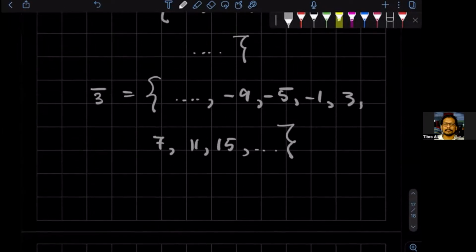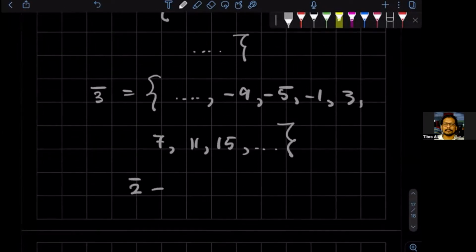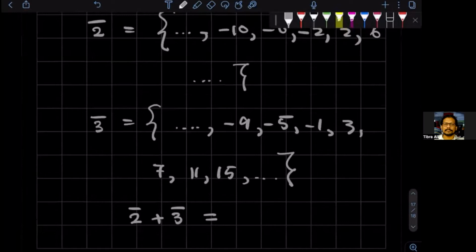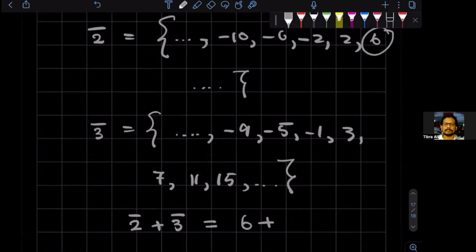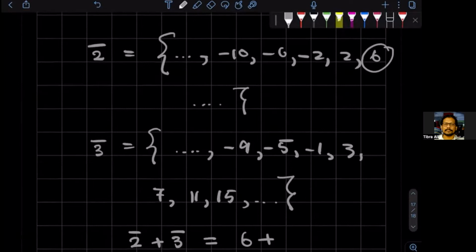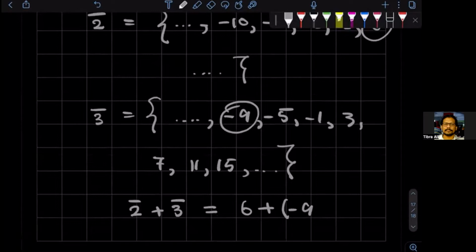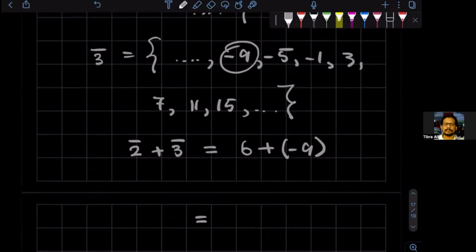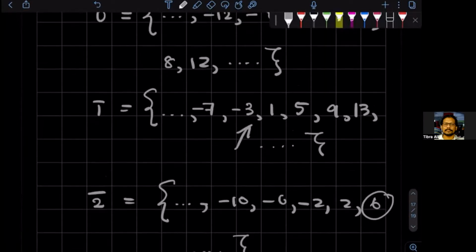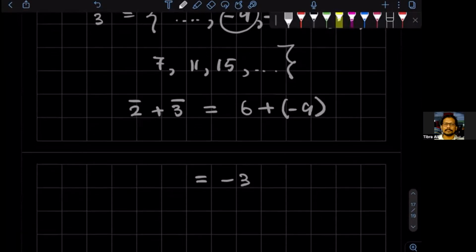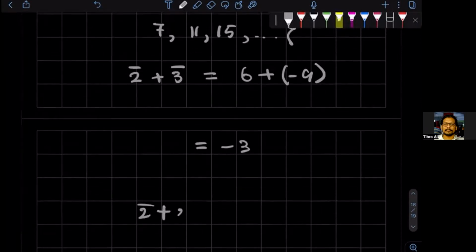So what is the group operation? If I take, say, 2 bar plus 3 bar, what I have to do is pick some representatives. So let's take from 2 bar, say, 6. And then from 3 bar, we take -9. So we get -3. So do we have -3 in one of the classes? That means that 2 plus 3 is 1 bar, right?